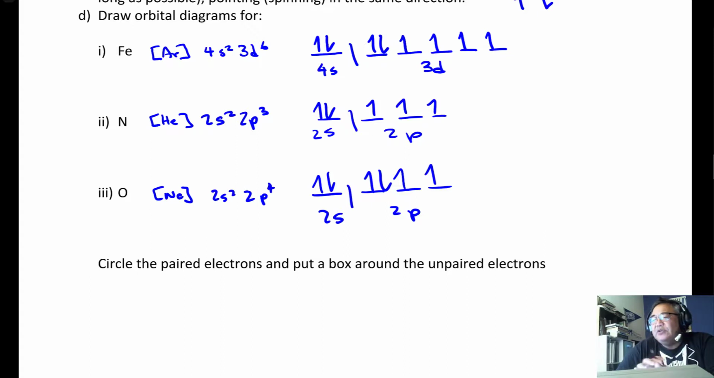And the purpose for doing the orbital diagram is to show how many unpaired electrons there are. So we have things we call paired electrons and unpaired electrons. I'm just going to use colors, right? We're going to put a box around the unpaired electrons. These are the unpaired electrons for this one. These are the unpaired, and these are the unpaired. And the paired then obviously are 2, right? So they're the ones that are full.